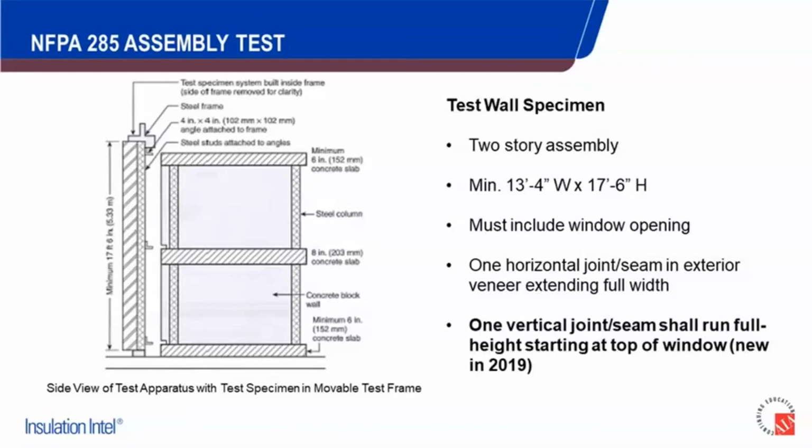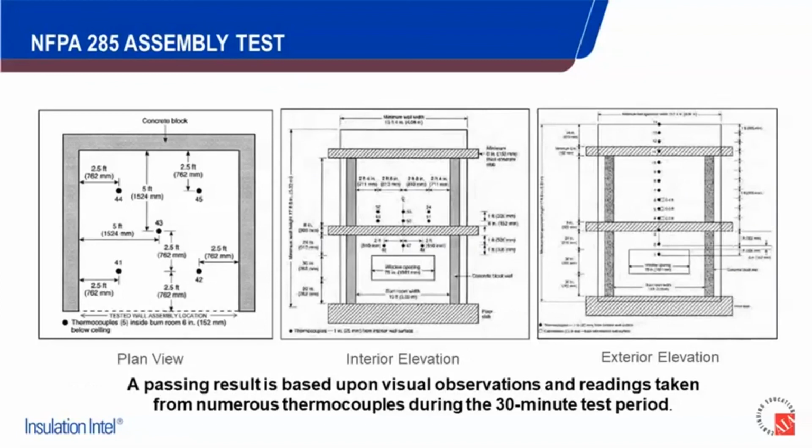Minimum requirements for the wall are 13 feet 4 inches wide and 17 feet 6 inches high. It must include a window opening. It must include a horizontal joint that extends the full width of the wall assembly, as well as now a vertical joint that runs the full height from the window opening up to the top of the wall assembly. That was a new addition to the 2019 test, and quite frankly, it makes the test more difficult to pass. It's now considered more stringent, in that those joints, those connections, often tend to be weak spots in the wall assembly, and that is now a requirement for anything tested since 2019. You do have to incorporate that full vertical joint.